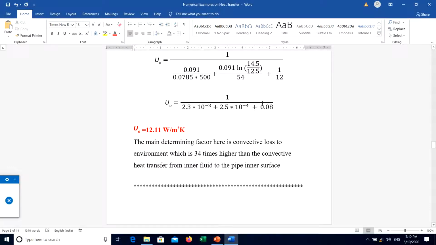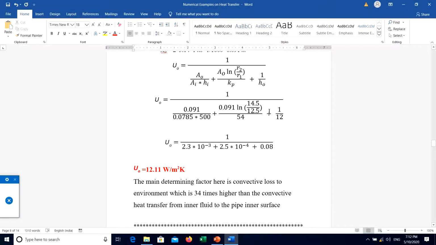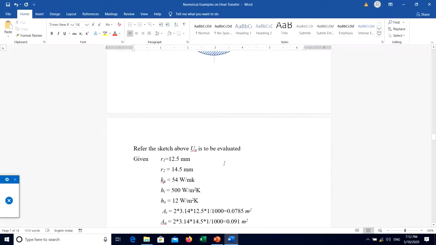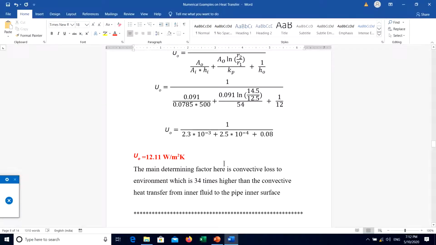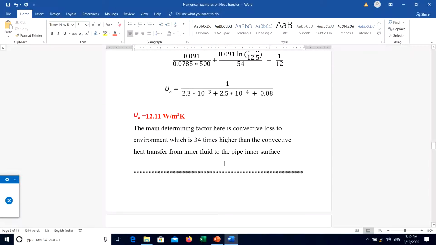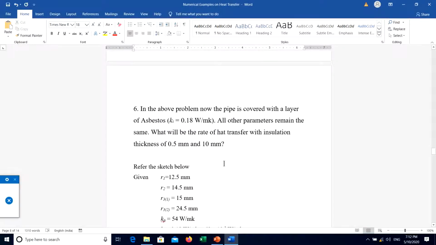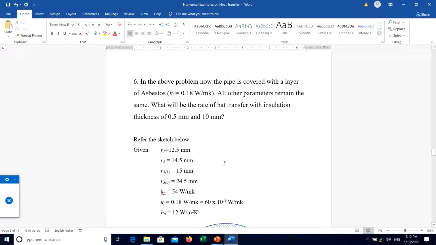So maximum heat transfer is taking place because of the bare pipe, we can say, the heat transfer coefficient because of the outer. So outer heat loss is the major thing. That's why many times in engineering applications, the hot fluid pipes are insulated to avoid the heat loss. Okay, so this is the next problem.